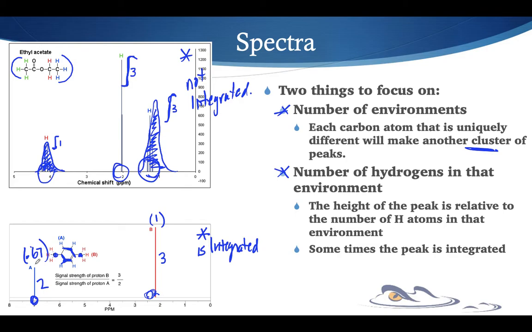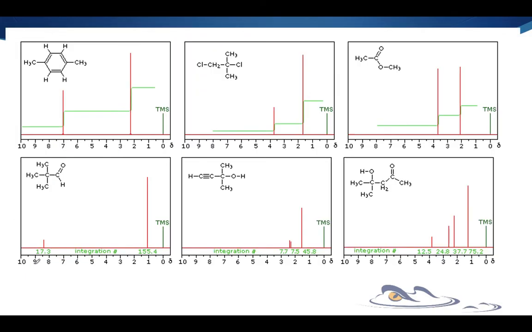All right, so let me just summarize this, because I went through a whole bunch of stuff and your head's probably spinning. We're going to be looking for 2 things. We're going to be looking for the number of environments, how many clusters of peaks. That tells us how the hydrogens are dispersed inside of the molecule. And the second thing we're going to look at is the height of an integrated peak. And the height of the integrated peak is relative to the number of hydrogens that are in those environments. Okay, let's practice this a little bit.